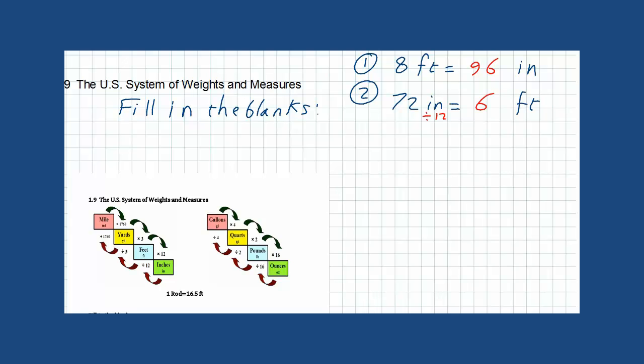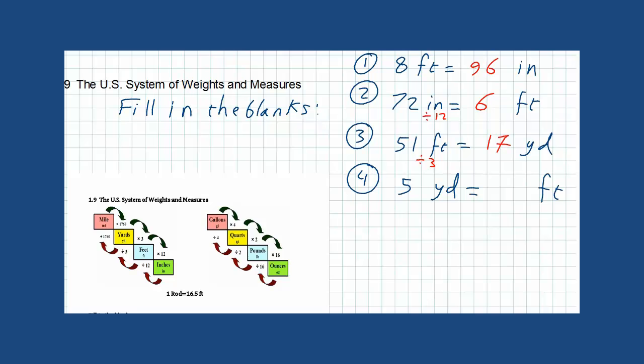Third example: 51 feet. Change it to yards. To change from feet to yards, we should divide by 3. So the answer is going to be 17 yards. Example 4: to change 5 yards to feet, we will do the opposite. So you will multiply here by 3, and your answer is going to be 15 feet.